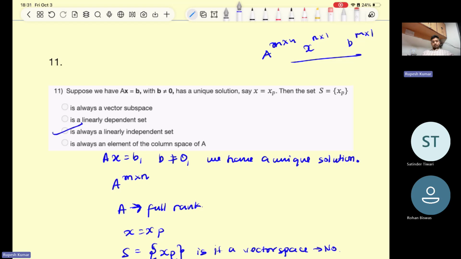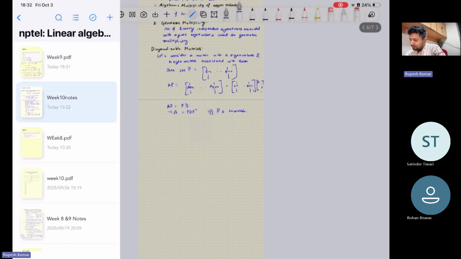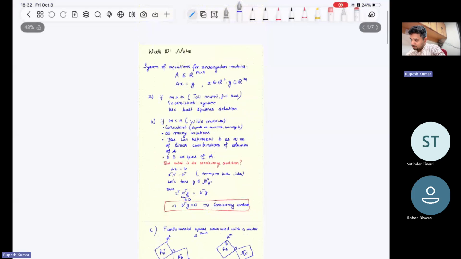Does anyone have any doubts in these problems? No, sir. Clear up till this. Fine. So can we proceed, everyone? Yes, sir. Sure. Fine. So let's proceed with the week 10 notes and the problems, right?